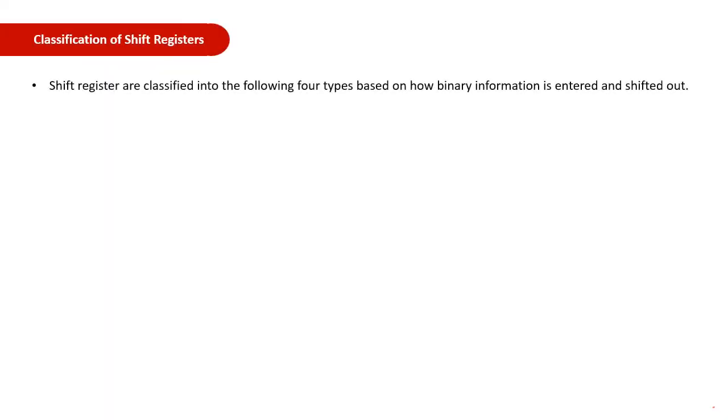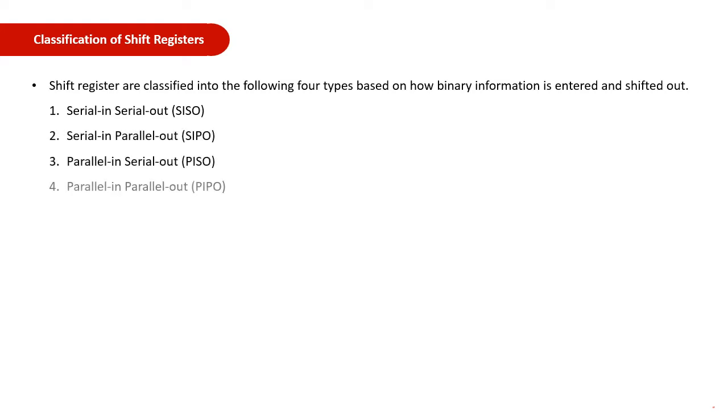Now, based on how the shifting takes place, how the data is fed in and how the data is taken out, shift registers are classified as serial in, serial out; serial in, parallel out; parallel in, serial out; and parallel in, parallel out. As the name indicates, serial in, serial out means the data is fed serially and taken out serially. Serial in, parallel out means the data is fed serially but taken out parallelly.